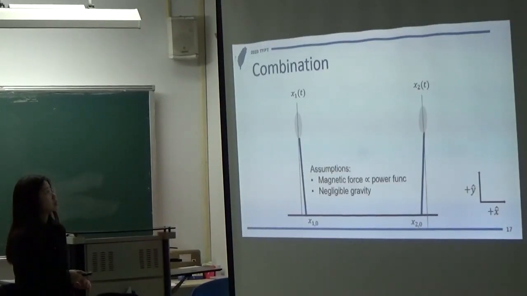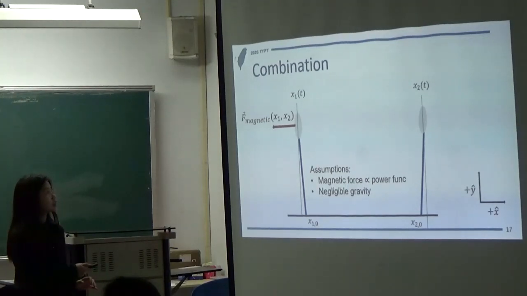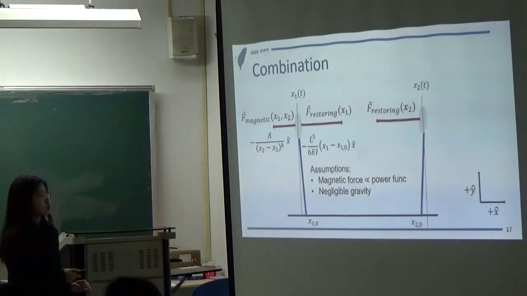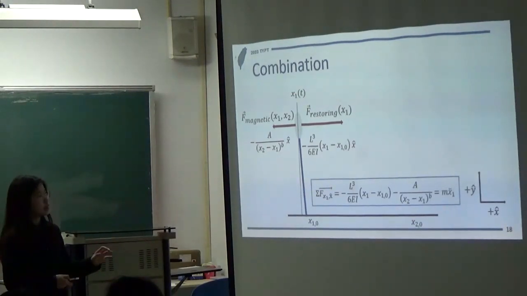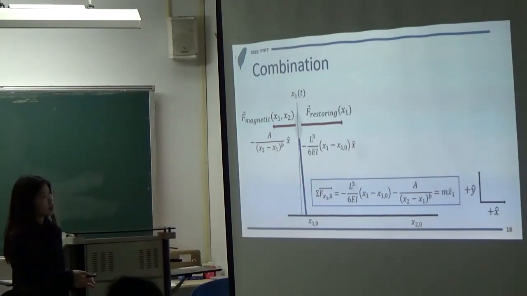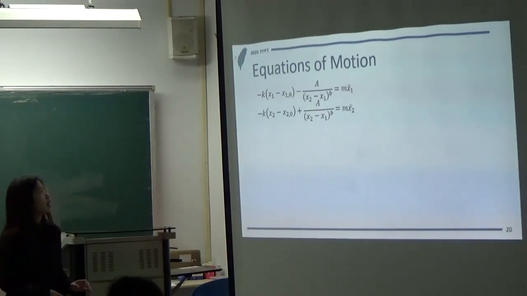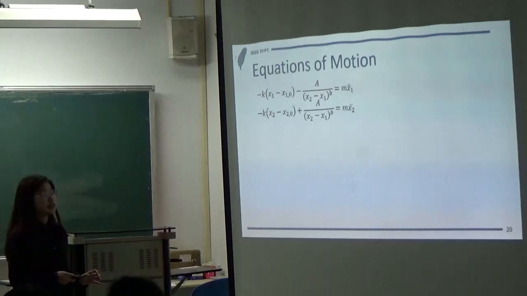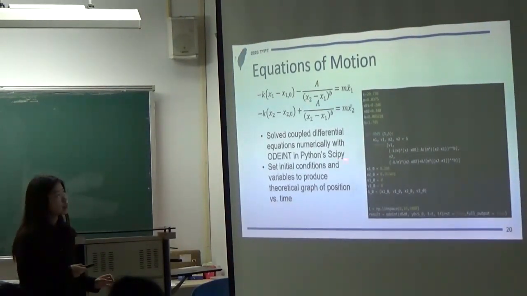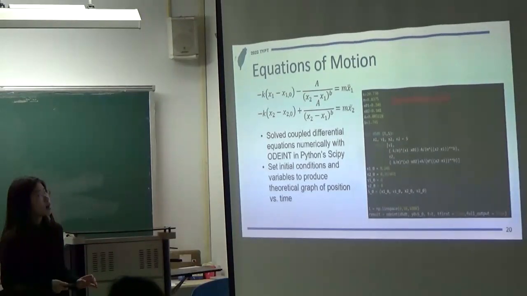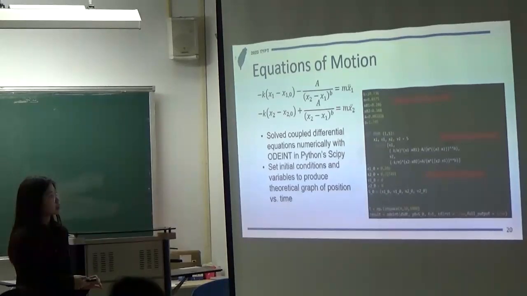And analysis 2. Here we take the combination of the restoring force and the magnetic force. So here's the magnetic force and the restoring force over here. What is acting on the left strip is F net equals m x1 double dot, and for the right it is F net equals m x2 double dot. And so, using the equations of motion on these coupled differential equations, we solve them numerically with Python. So we use these experimental constants, the function, and the initial conditions.